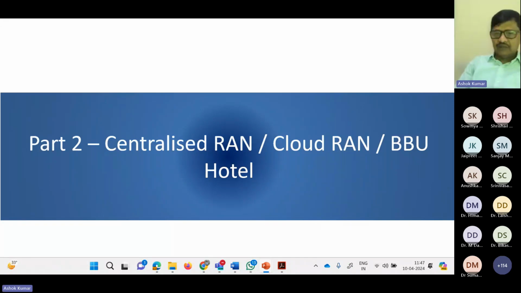Any question so far before I move to part 2? Excuse me, sir. Can you just once highlight what is that COTS? COTS is commercial off-the-shelf hardware. That is, if you buy a Dell server or IBM server and deploy the BBU software on that, that is the COTS, commercial off-the-shelf hardware or server.